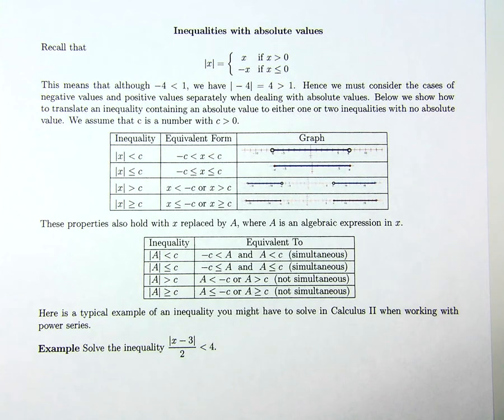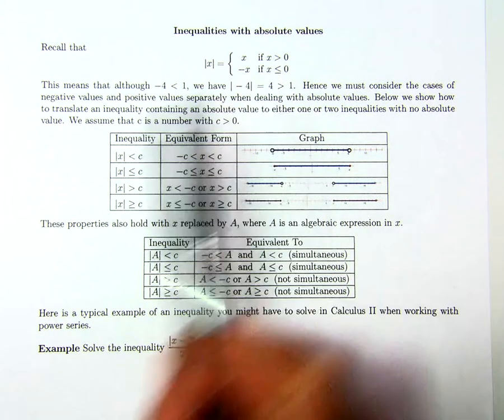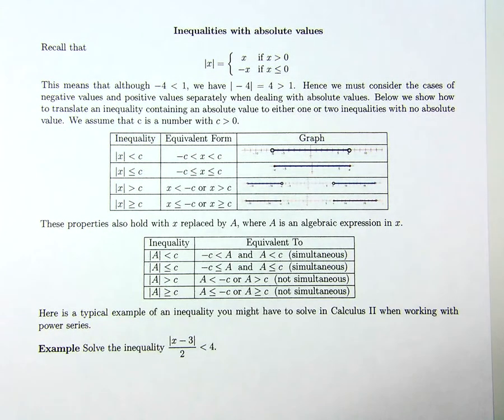Here we consider inequalities with absolute values, and we have to be a little careful here because we have to separate the cases where we have negative values inside the absolute value sign from the cases where we have positive values inside the absolute value sign. Remember that the absolute value of x is x if x is positive and negative x if x is less than or equal to 0.